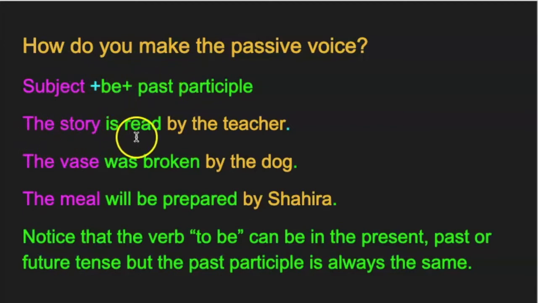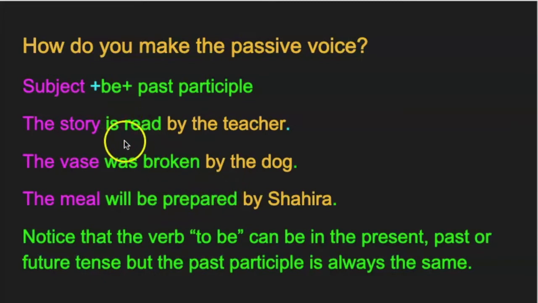The story is read by the teacher. The story is the subject. Is read, is the form of to be. Read is the past participle, and by the teacher. The vase was broken by the dog. Was is the form of to be, and broken is the past participle. The meal will be prepared by Shahira. Will be is the future tense of the verb to be, and prepared is the past participle.